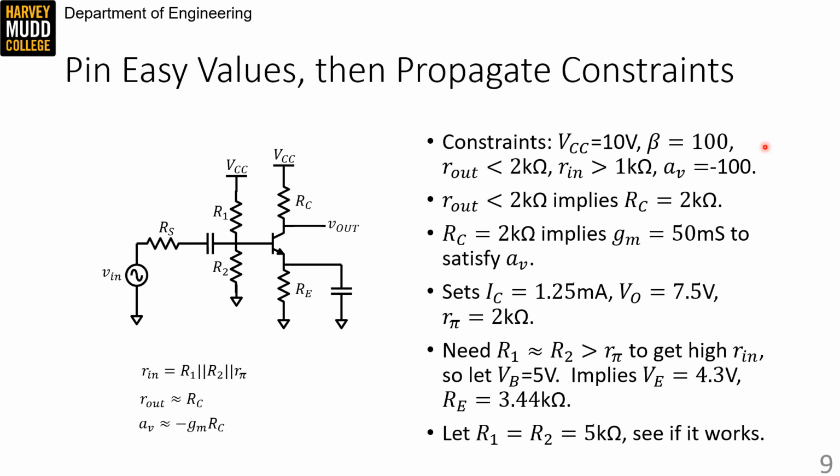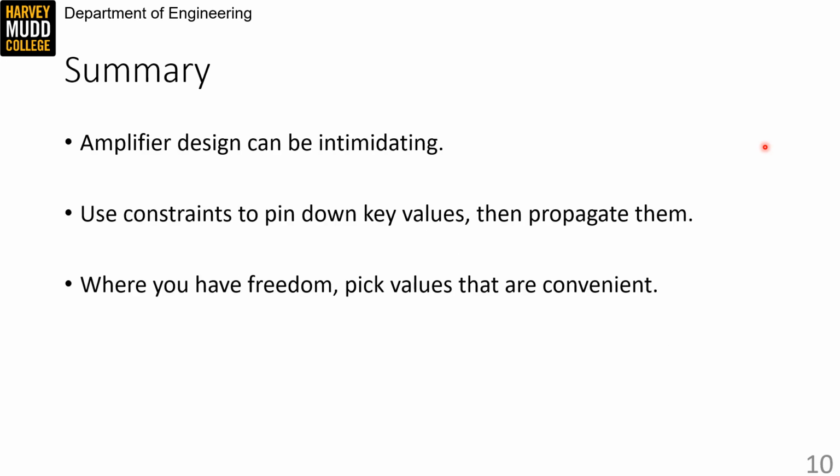Puzzling out the many paths through a design and the hidden relationships that underlie them is a really fun exercise and one of the things that I enjoy about this discipline. So in summary, amplifier design can be intimidating, but it's not so bad if you use constraints to pin down key values and then propagate those constraints through the rest of your circuit. And where you have freedom in your design, pick values that make your life easier. Designs are going to be under-constrained, so you're free to pick values that make it work well for you.